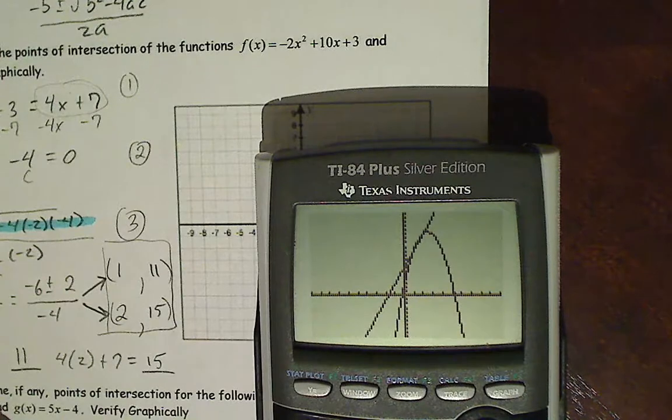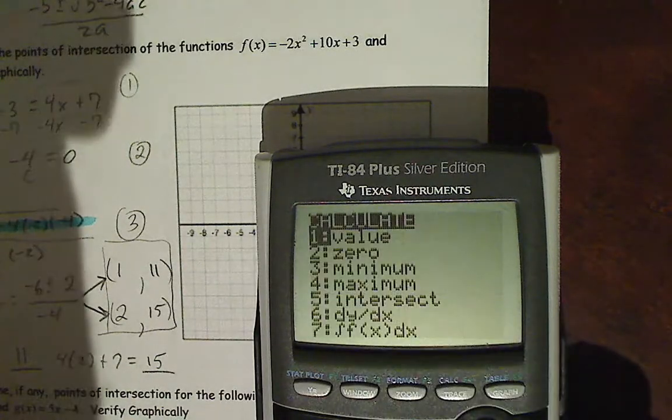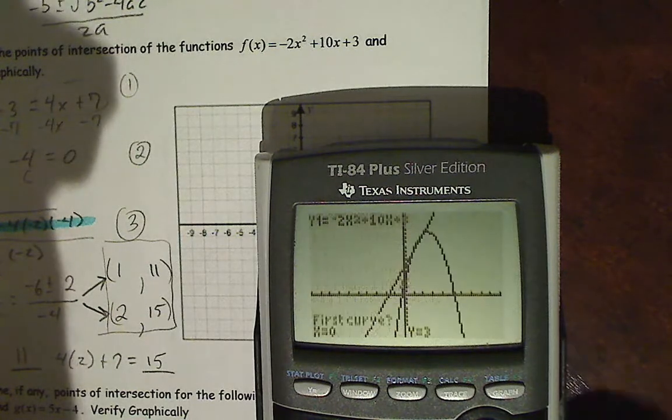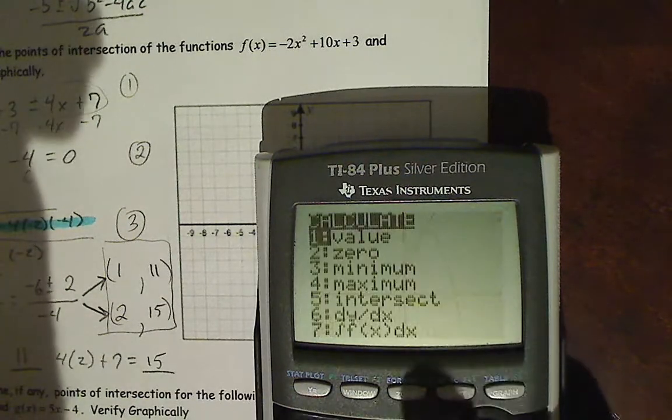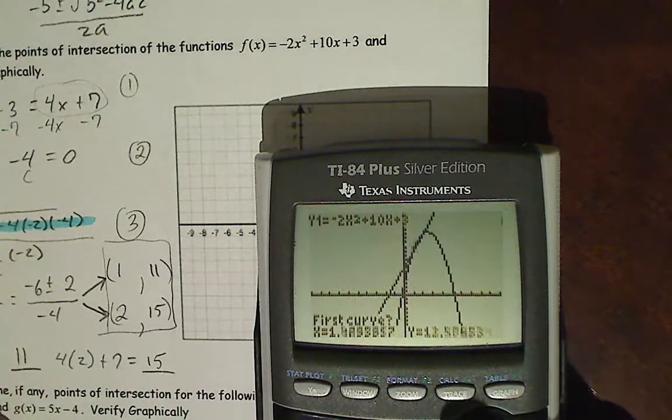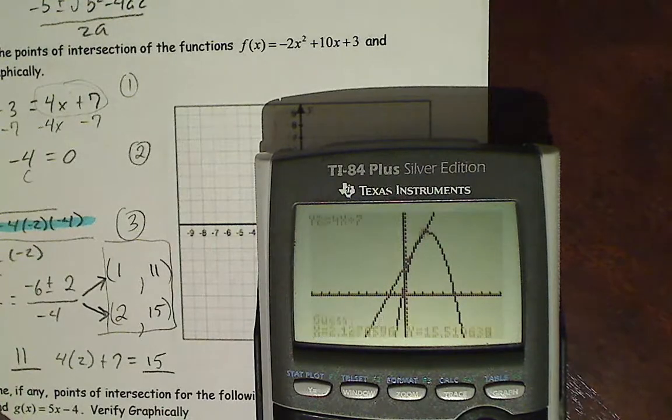There's that. Okay. So when I go in here, I say, okay, intersect. The first one is at 111. Okay. And then I do second trace 5 again for my intersect. This time I'm going to move it up here. The other one looks like it's at 215.